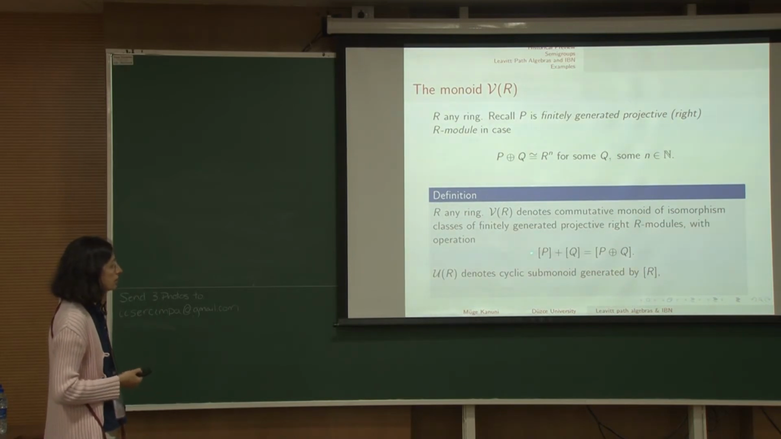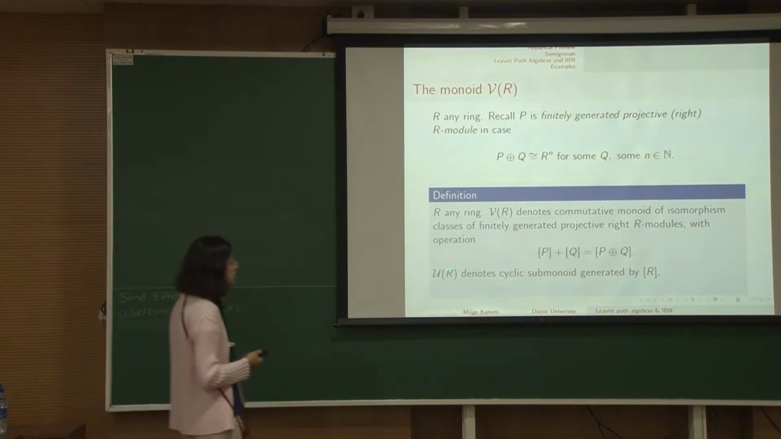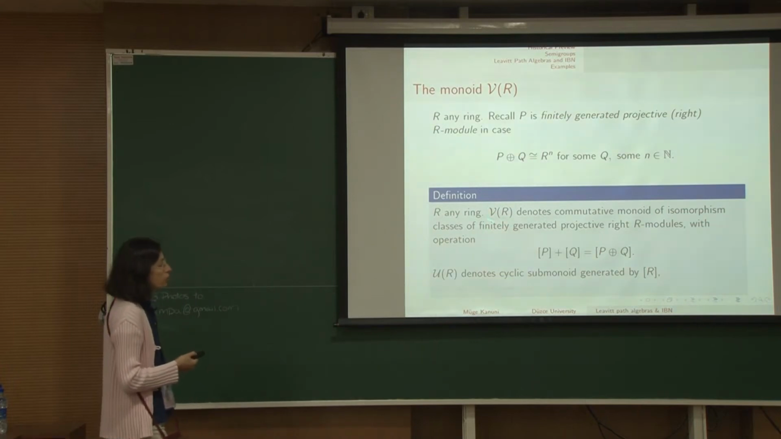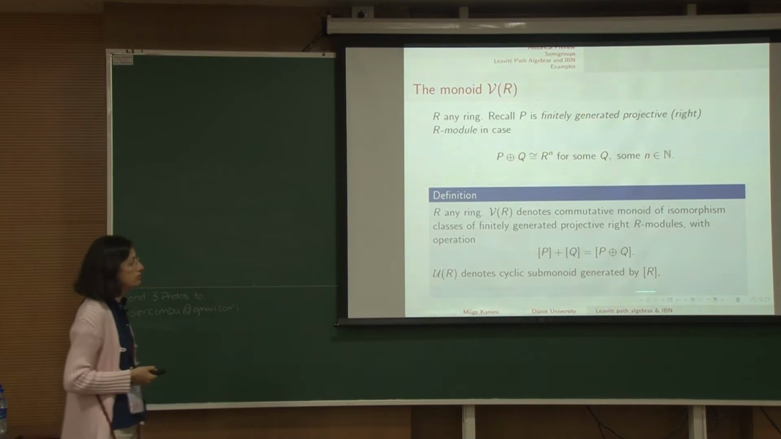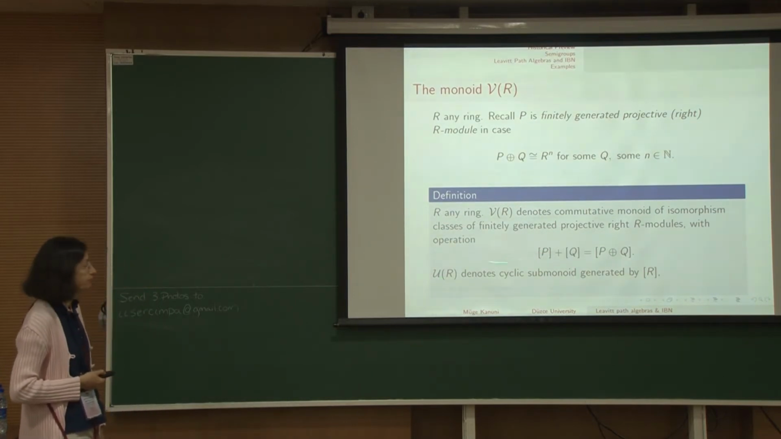So if the isomorphism class of R is a typical element in D of R, and I consider the cyclic submonoid generated by this element, I will denote that by U of R.